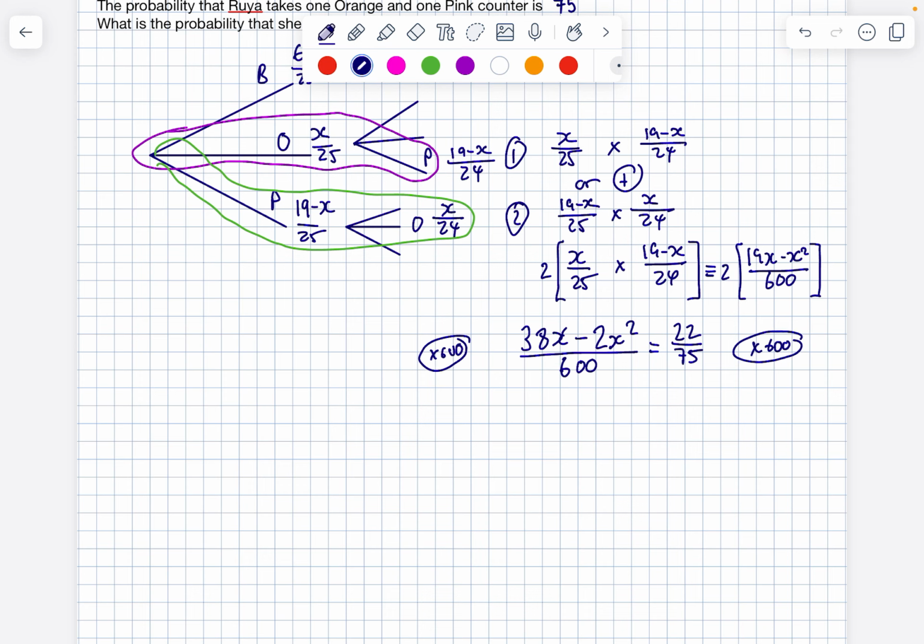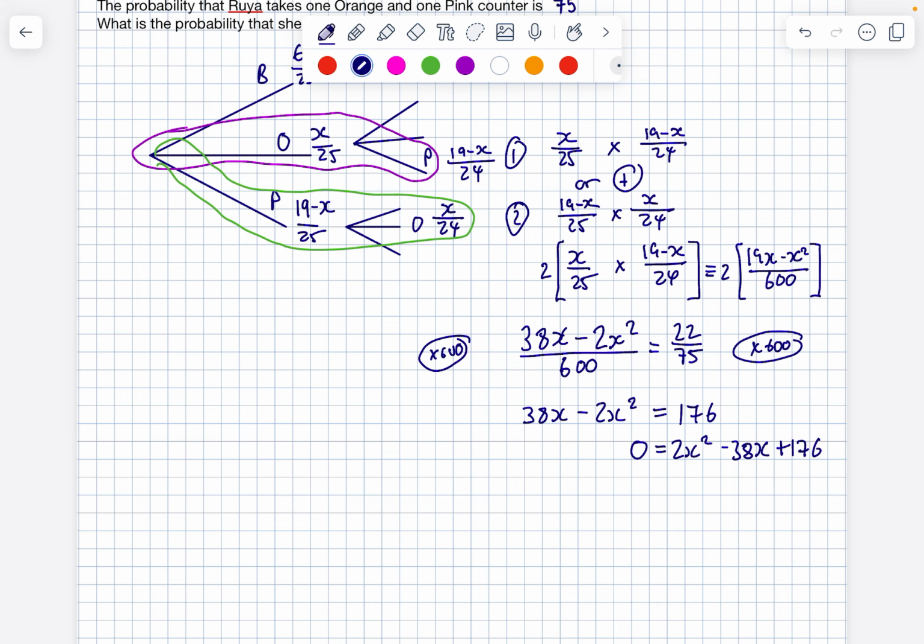And that's going to leave me with 38x minus 2x squared, because I've multiplied by the denominator. And 22 over 75 actually gives me 176. So now you can see this is a quadratic. So I'm going to add 2x squared over here, I'm going to take away my 38x, and then I've got my 176, and there's a 0. Now I have a 0, I can solve that quadratic.